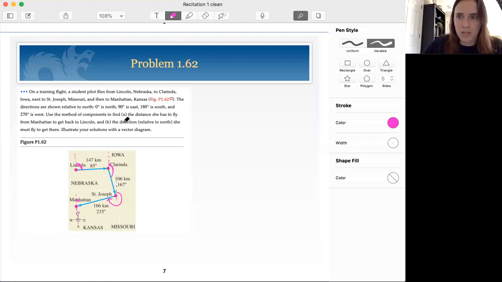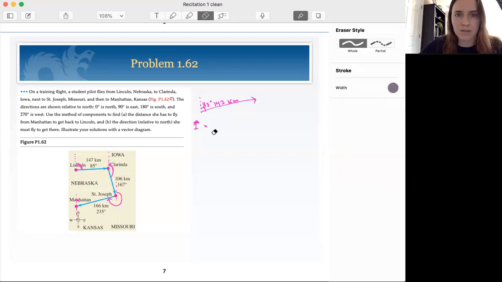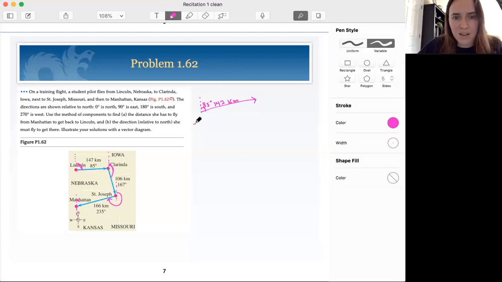So let's break these up. So Lincoln to Clarinda is 147 kilometers at an angle of 85 degrees. So our x component is going to be opposite of 85 degrees. So let's call this vector 1. That's a vector hat sign. That's hideous. Let me try that again. Vector 1. There we go.